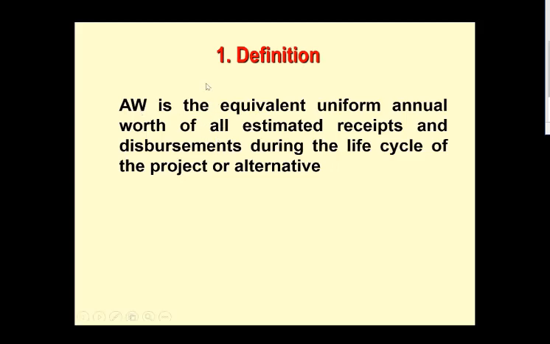That is the annual worth, the equivalent uniform annual worth of all estimated receipts and disbursements during the life cycle of the projects or alternatives. That means if we have the cash flows of a project, we can convert it into a cash flow of equal payment series, an annual equivalent uniform series. We use the minimum accepted rate of return to calculate them.